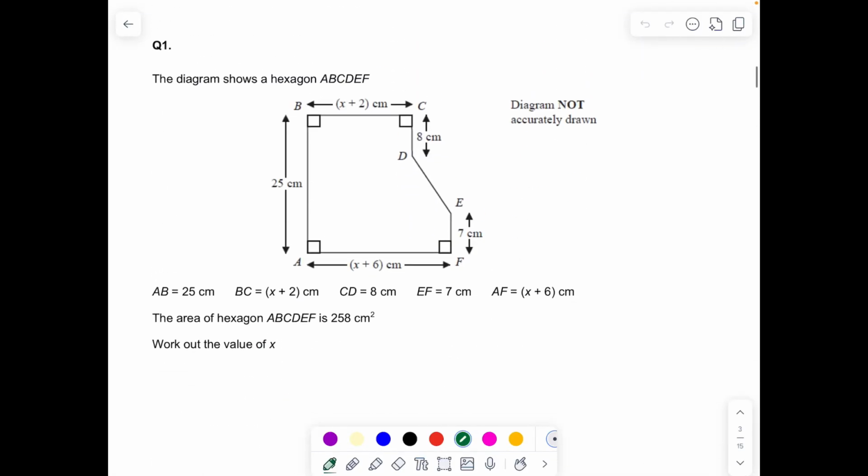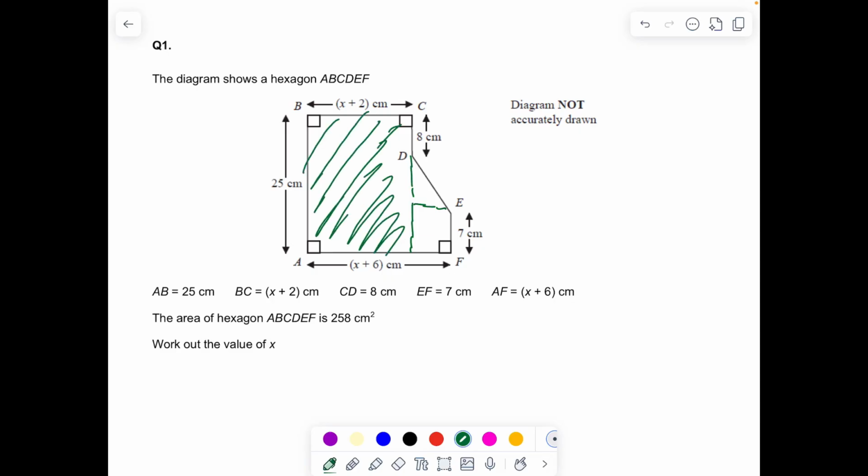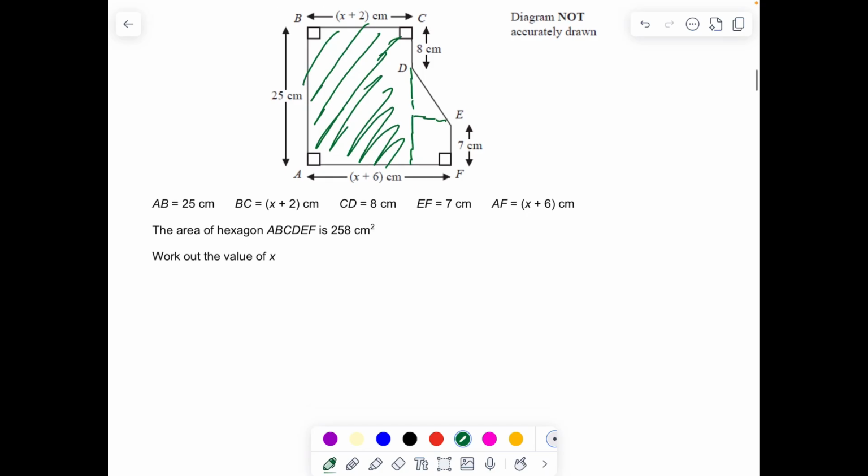Right, question 1. It's just a compound shape. So if you split it into a rectangle, another rectangle, and a triangle. So this rectangle here, the area of this rectangle is really straightforward.